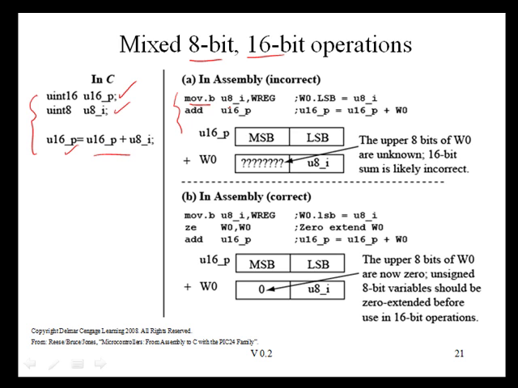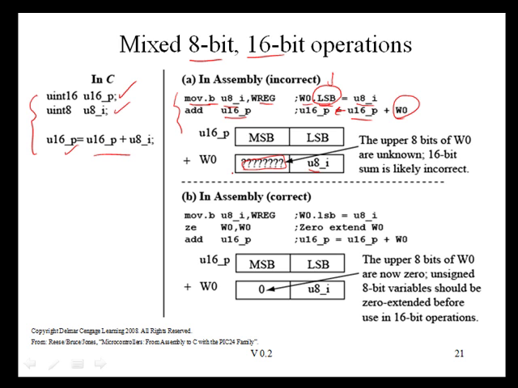The first instruction is going to do a move.b of U8I to WREG. That means that the least significant byte of W0 is going to get the 8-bit value of U8I. Then this is going to do an add U16P. Recall that this instruction form takes this memory location's contents, adds it to WREG, which is W0, and places the result back in the memory location. Why is this incorrect? It's incorrect because we do not know what the upper byte of W0 is. This move.b only affects the least significant byte. We do not know what the value of the W0 most significant byte was before executing these 2 instructions.